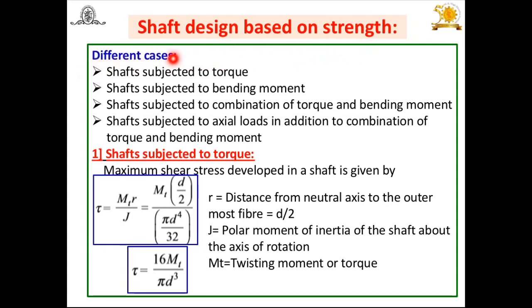There are different cases in the design of a shaft based on strength. First case is shaft subjected to torque only, that means only twisting moment acting on the shaft. Second case, shaft subjected to bending moment only. Third case, shaft subjected to a combination of twisting moment as well as bending moment. This is the important case. In practical applications, you will find shafts are subjected to a combination of twisting as well as bending moment, and sometimes the shaft is also subjected to axial load in addition to the combination of torque and bending moments. These are the different cases that we have to see and how to design the shafts for them.